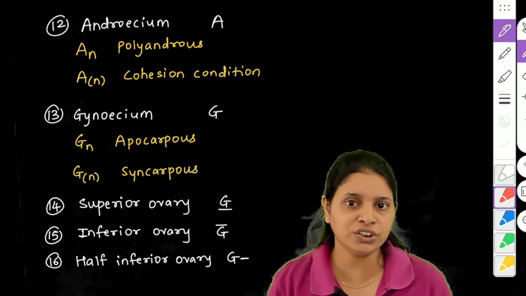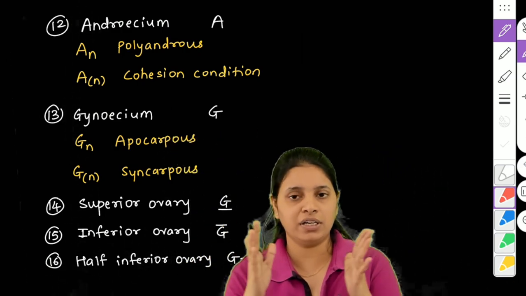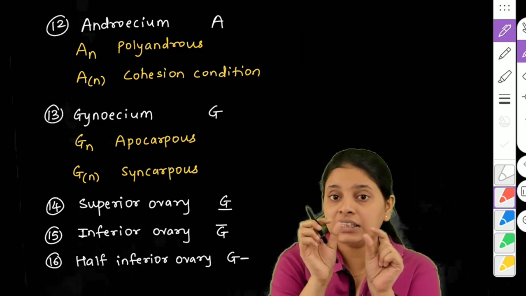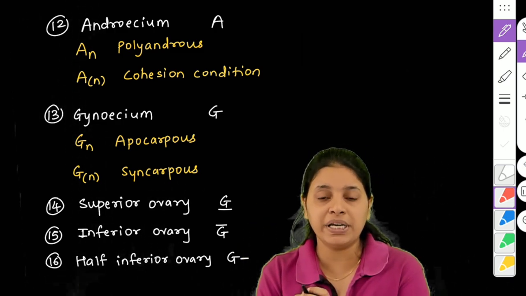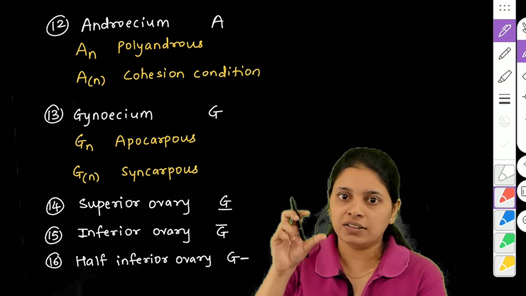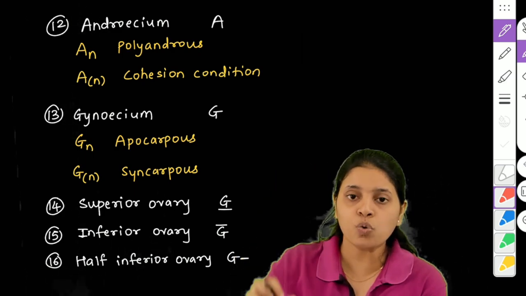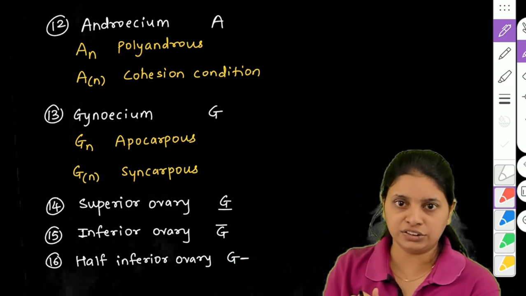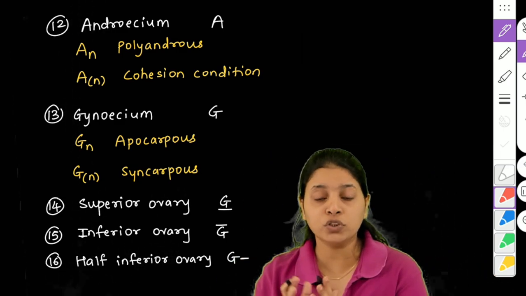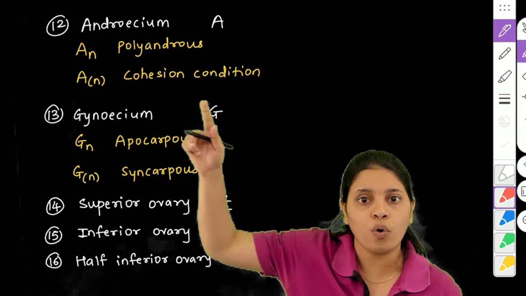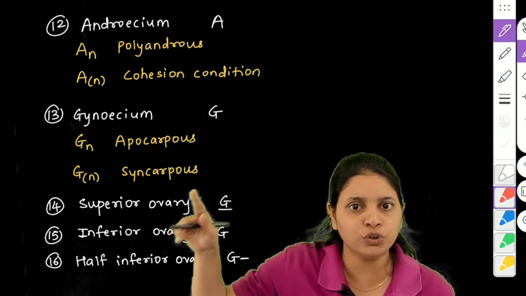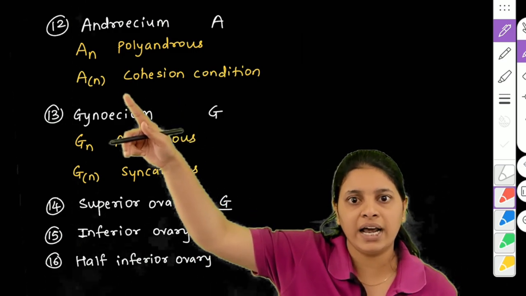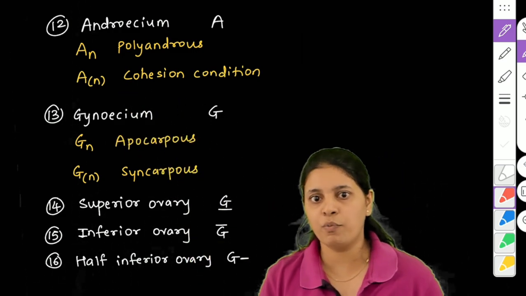That cohesion can be of any type. Maybe only the filaments are fused, that is adelphous, or maybe only the anthers are fused, then it will be syngenesious. And if the filaments and anthers, that is throughout fusion of all the stamens, then it will be called synandrous condition. So whatever may be the type of fusion within the stamens, it is cohesion. And if there is any fusion in the stamens within themselves, then it will be cohesion, and we will put a bracket in the symbol.